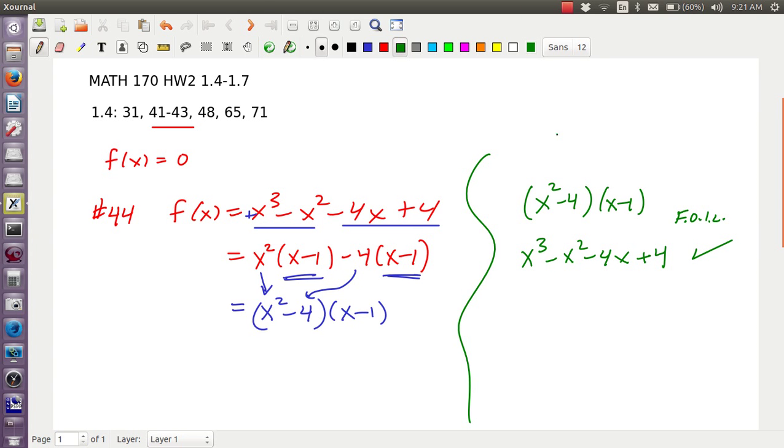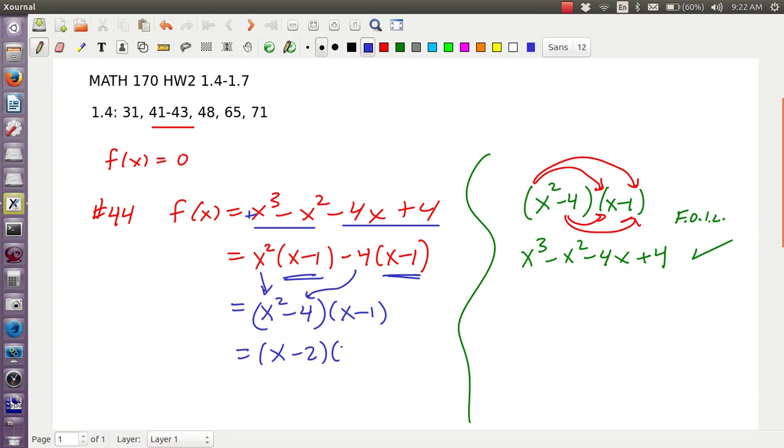FOIL is an acronym for distributively multiplying, which means first, outer, inner, last. Those four combinations need to be multiplied, and that will tell you what the final product is. Again, this is a more complicated example, and this is why I picked it. I thought that you should see it.